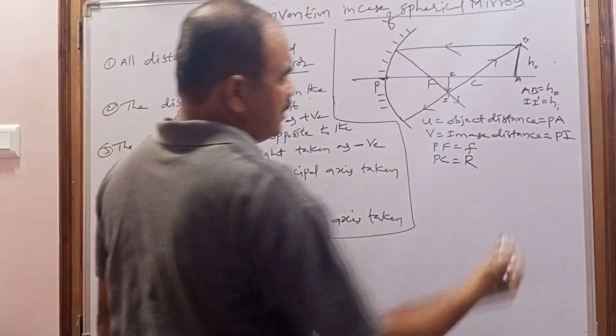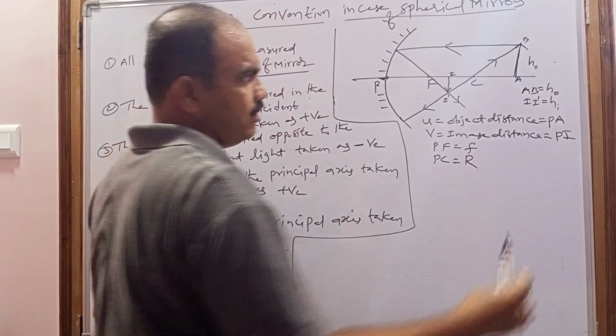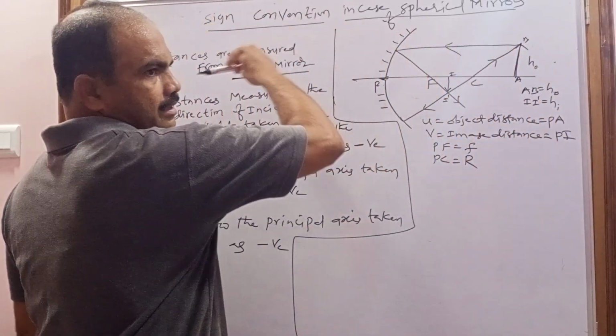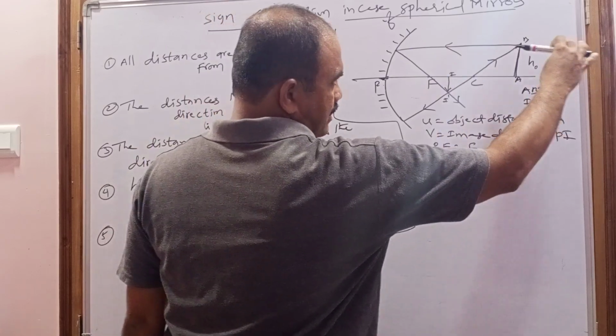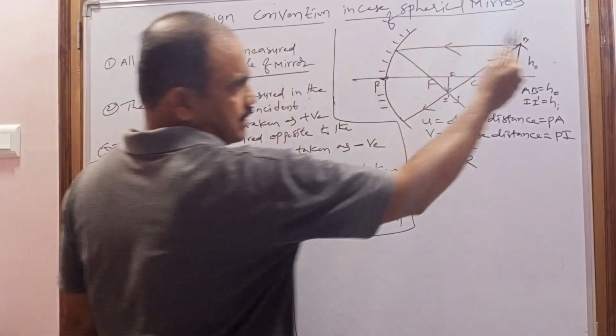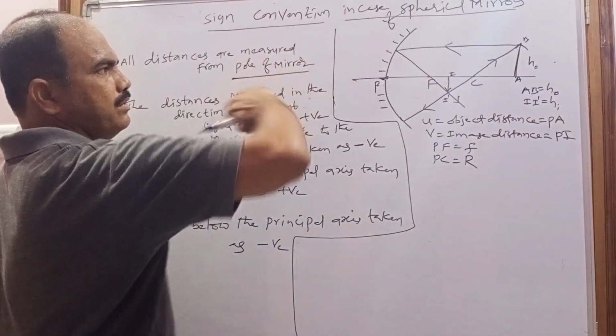Now observe. What is the incident direction? This is the incident direction. From the object, the incident light is coming in this direction, from right to left. The light is moving from right to left.